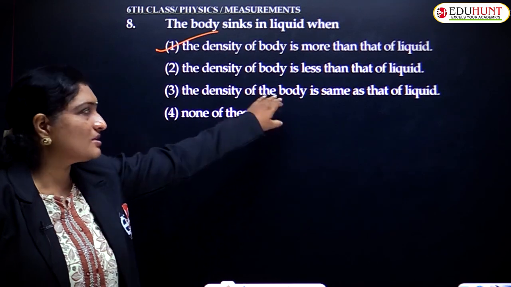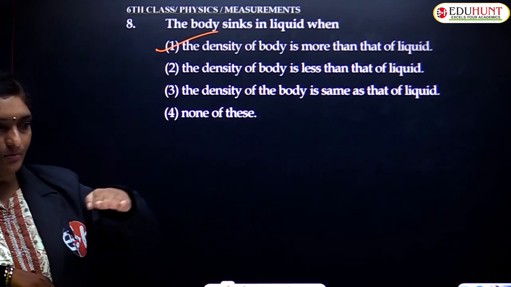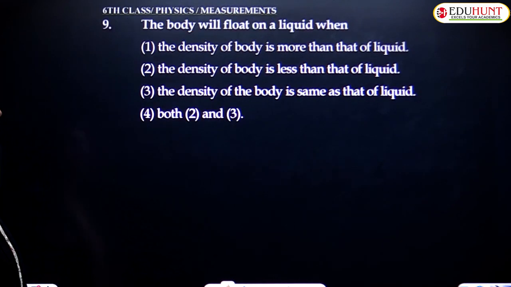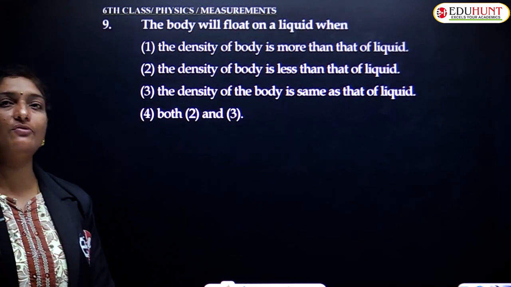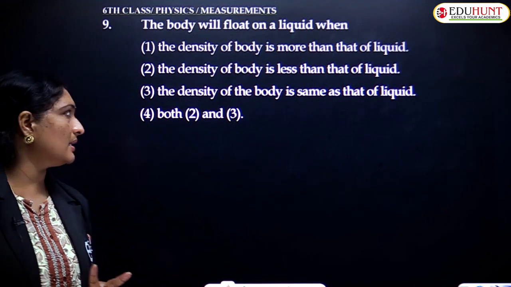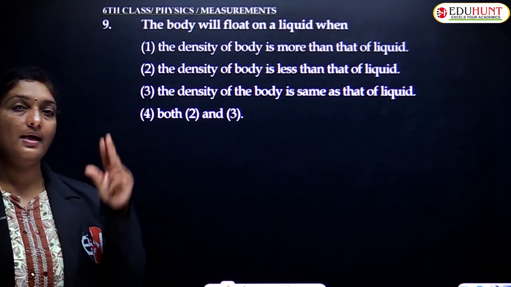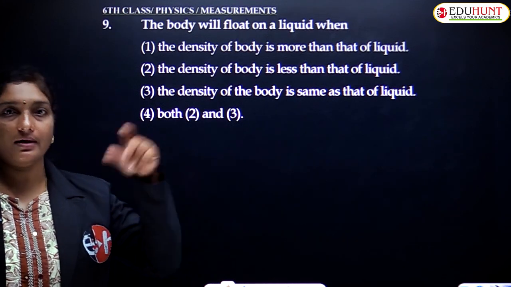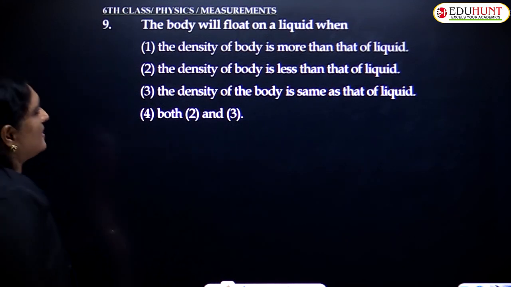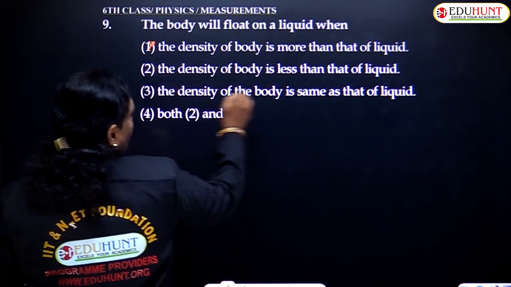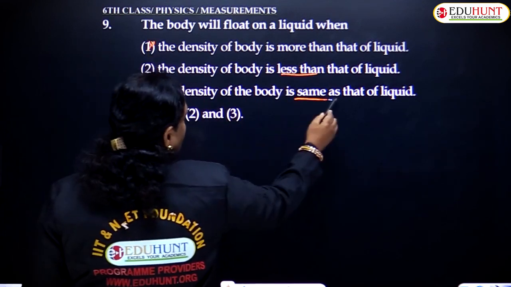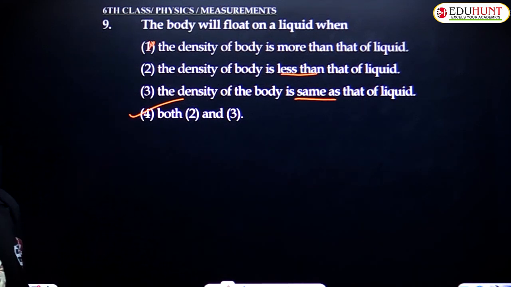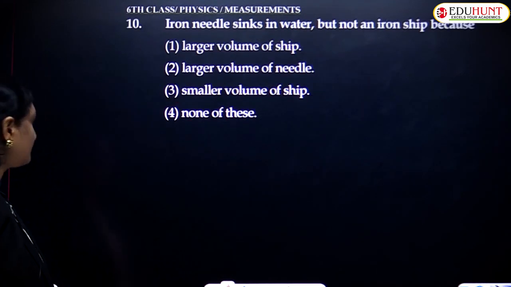If the same, it also floats, but at what layer? Only at the surface, but the two surfaces will be at the same place. The body will float on a liquid. When does a body float on liquid? Two possibilities are there. What are the two possibilities? When the density of the given body is lesser than the density of the liquid or equal to the density of the liquid. Two cases are there, not more than. It must be lesser than or must be the same. So which one is the correct answer? Both 2 and 3 are correct. Either lesser than or equal to.